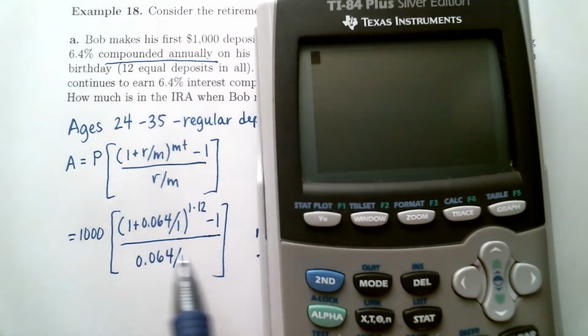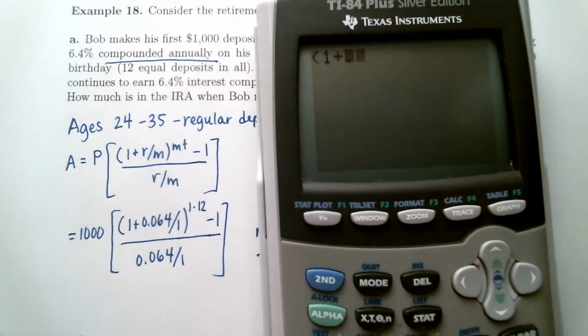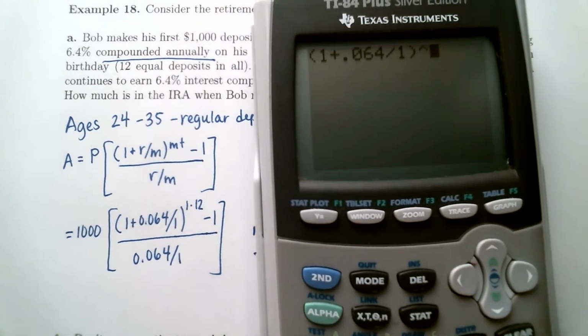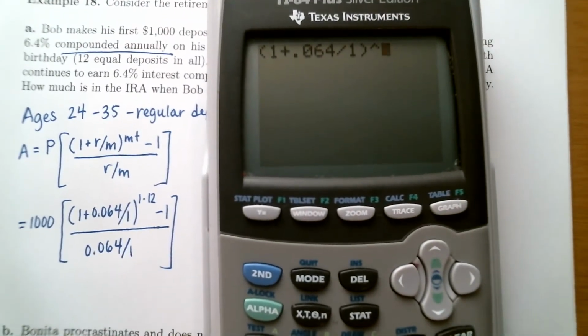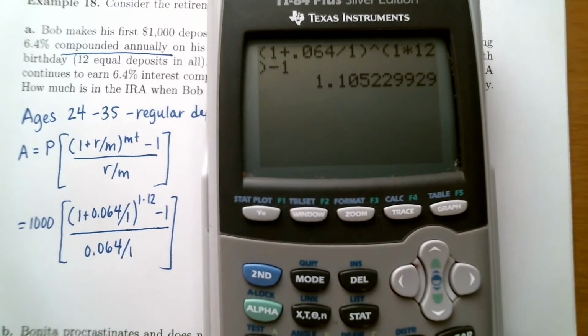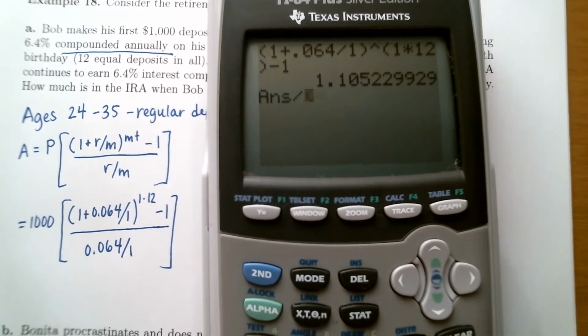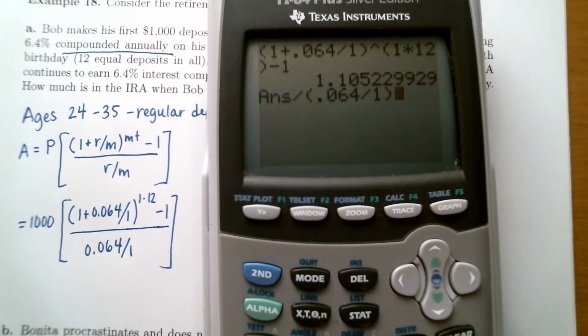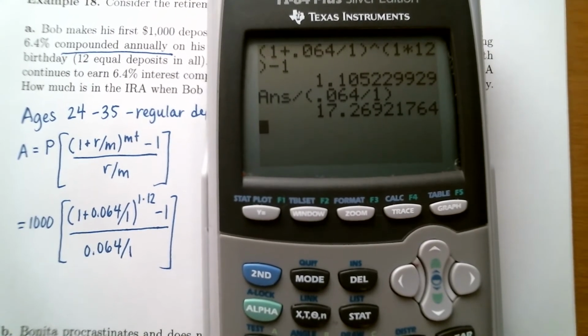Okay, let's start in the brackets in the numerator. So we're going to get 1 plus 0.064 divided by 1 raised to the 1 times 12 minus 1. That's the numerator. Hit your division key, put your denominator in parentheses if you don't do it in your head. This is what's in brackets.